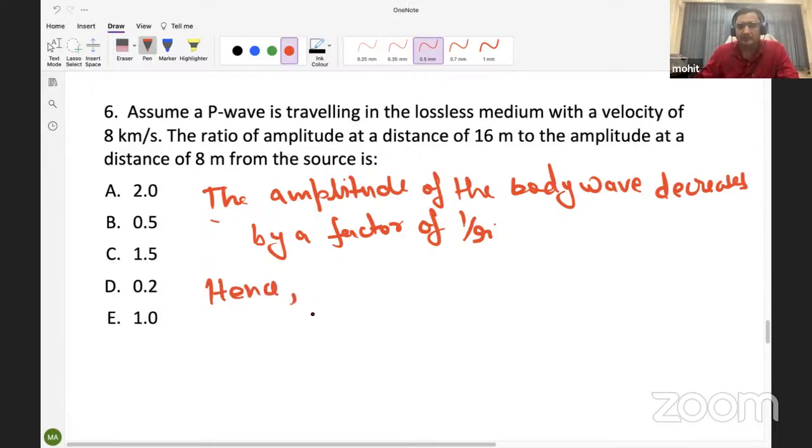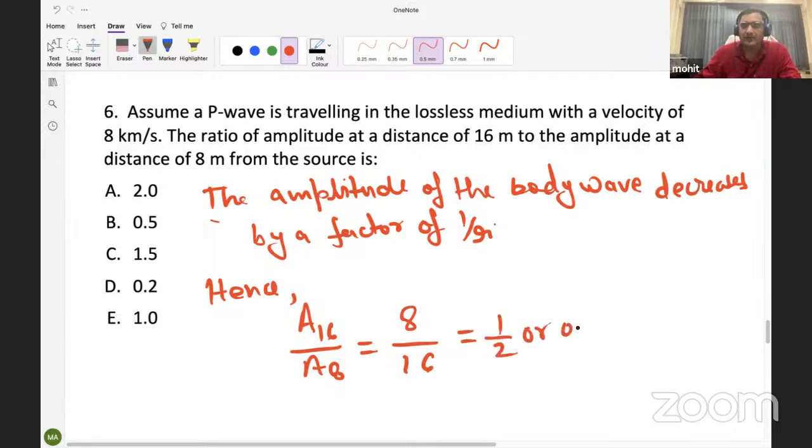you can find out the amplitude ratio, that means at 16 meters. So amplitude at 16 meter divided by amplitude at 8 meter distance will be inversely proportional to the distance. So it will be equal to 8 divided by 16, and that will come out to be 1 by 2 or 0.5. Okay, so option number B is correct.